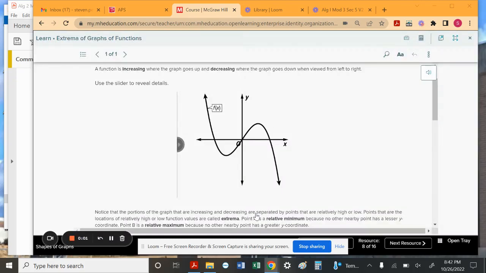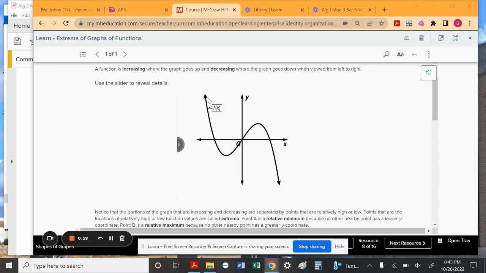Okay, the next part is that we're going to look at where a function is increasing and where a function is decreasing. The way we do that is we always start furthest to the left. So we're going to start right here and we're going to start walking along the x-axis. We're going to move to the right no matter what. So notice as we move to the right, what's happening to this function?